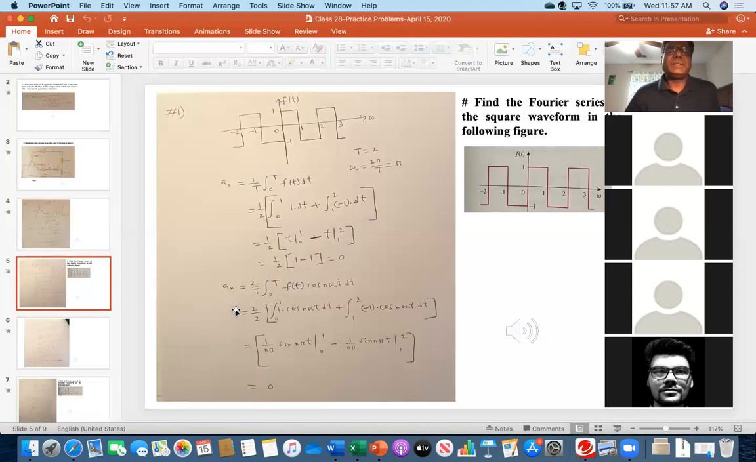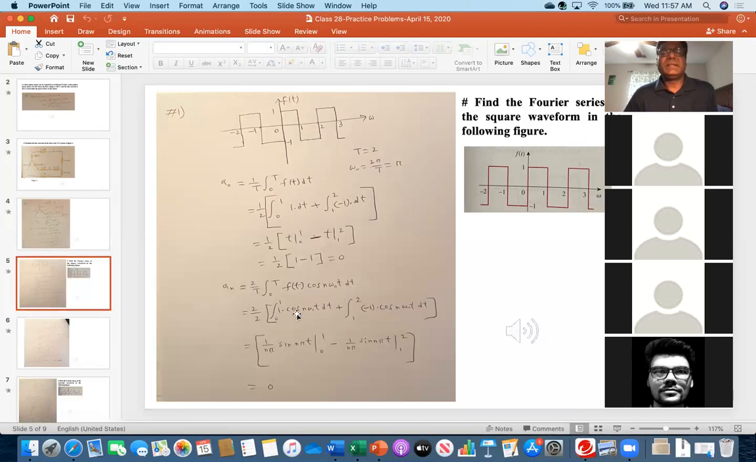Now, here you see, I am calculating an. So this is the first basic definition of an: 2 over T, integration from 0 to T, function of t multiplied by cosine of n omega naught t dt. This is the basic definition. Now again, that function of t has two parts, +1 and -1, so I decomposed it into two parts.